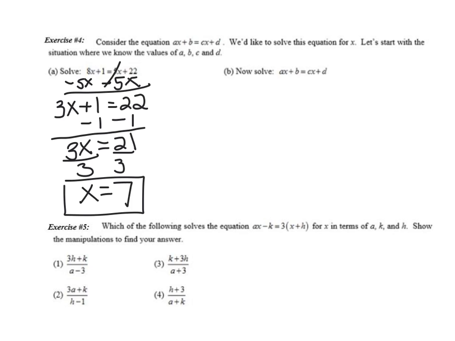Well, let's see what happens when we take out the 8, the 1, the 5, and the 22 and replace those with variables a, b, c, and d. We're going to start the same way. We're going to get that x to one side. So I'm going to subtract cx from both sides. And I end up with ax minus cx plus b is equal to, all we have over here now is d.